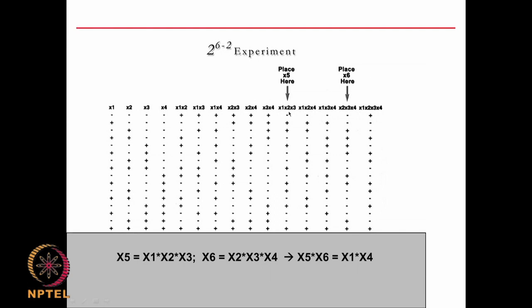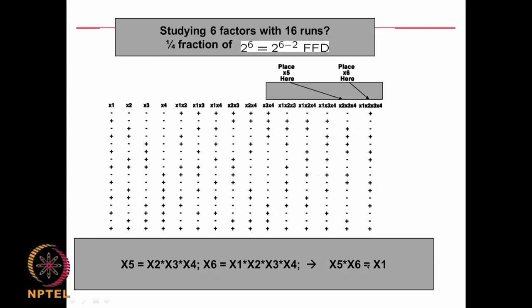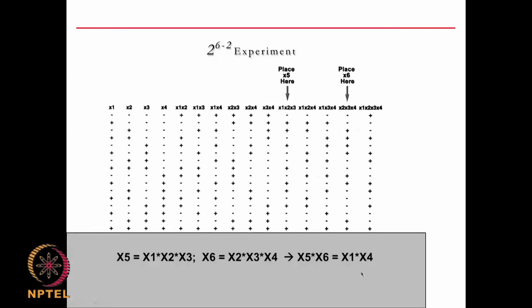Now, if you look here, x1 x2 x3 put it as x5 and x2 x3 x4 put it as x6, then x5 into x6 will become x1 into x4, okay. So, there is only a 2 factor interaction, okay. Unlike the previous case where x1, a principal effect, is interacting with 2 factors, whereas here 2 factors are interacting with 2 factors. So, this design looks good.